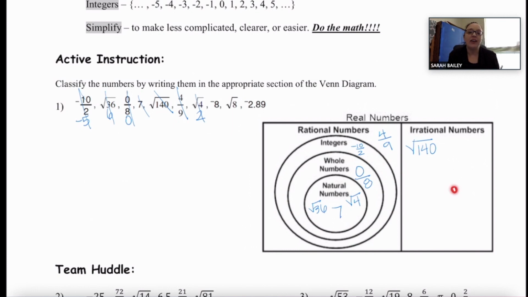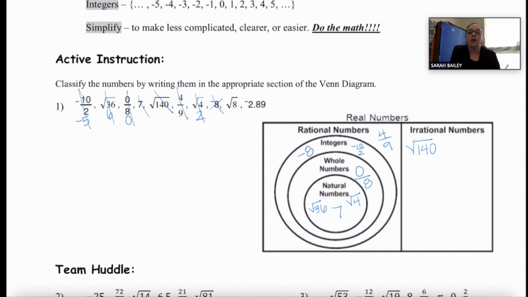Okay, my next one is -8. Is -8 irrational? Nope. So it's definitely rational. So it's going to go on this side somewhere. Is it an integer? Yes. Is it a whole number? No. So it's going to go in this integer section. So I'm going to write -8 in the integer section.